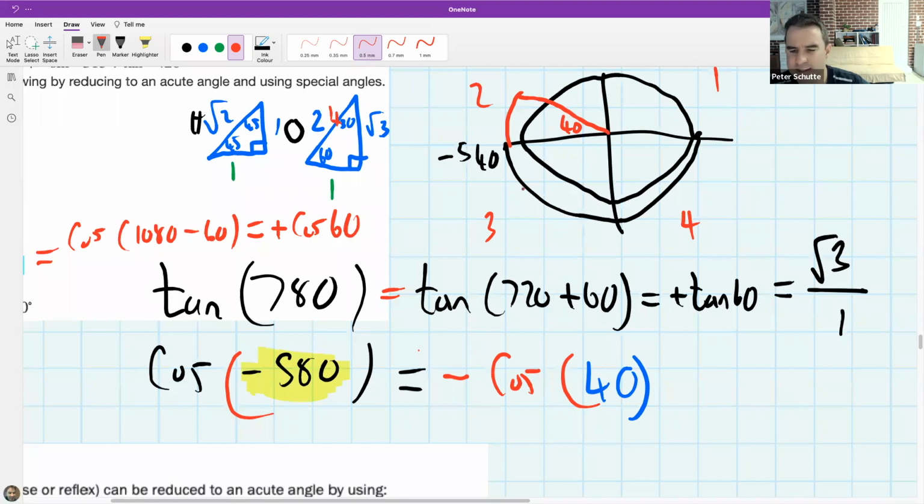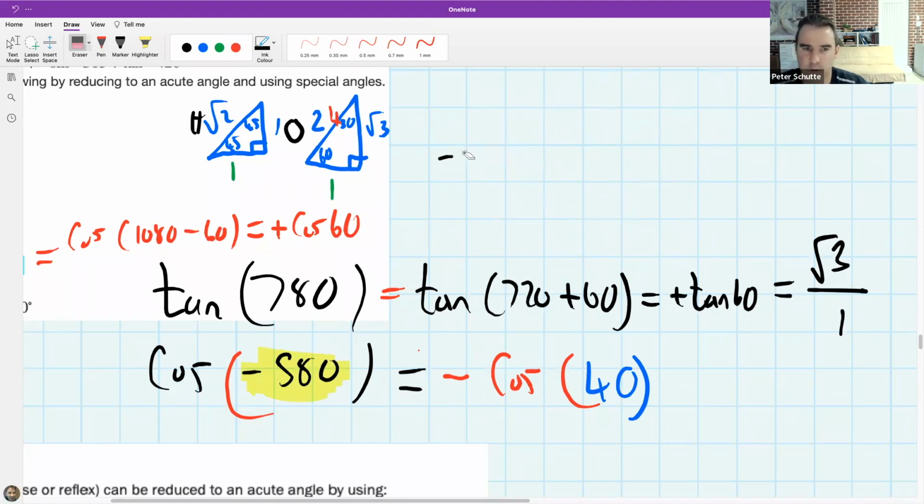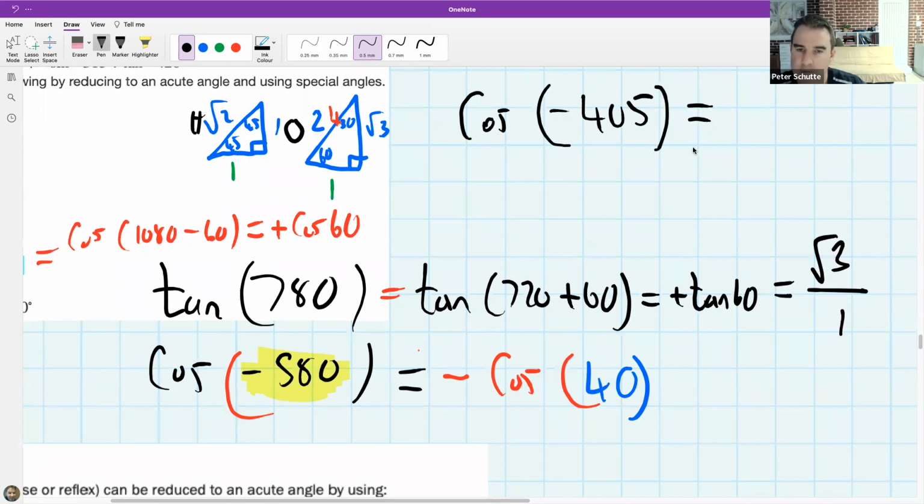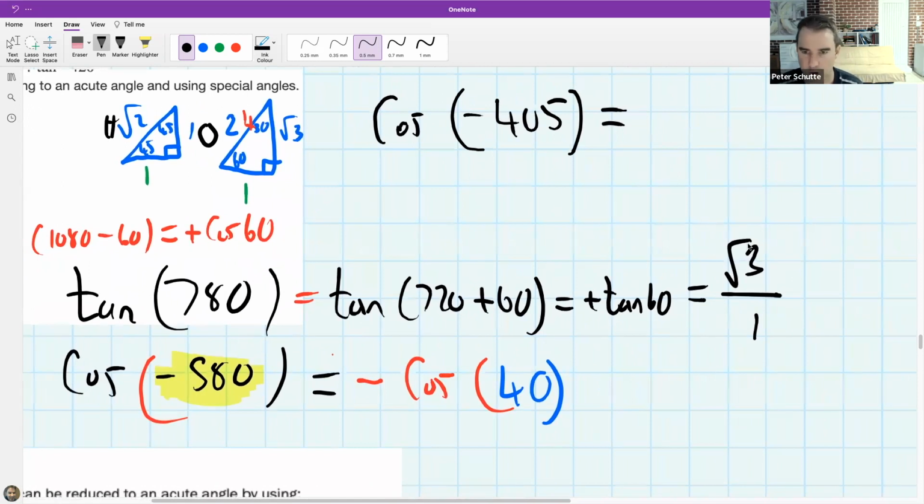Okay. I can see negative angles cause a little bit of distress. So let me give you another question like this. What is the cos of, let's see if I can do this in my head, the cos of minus 405? Can you reduce it? What is the cos of minus 405? And this one you might be able to evaluate. Give this one a go. If I've done it properly in my head, I think you will be able to use special triangles.